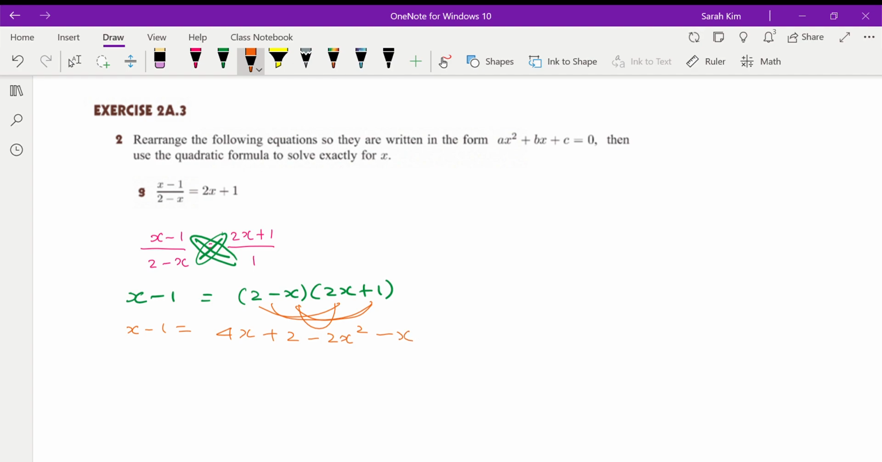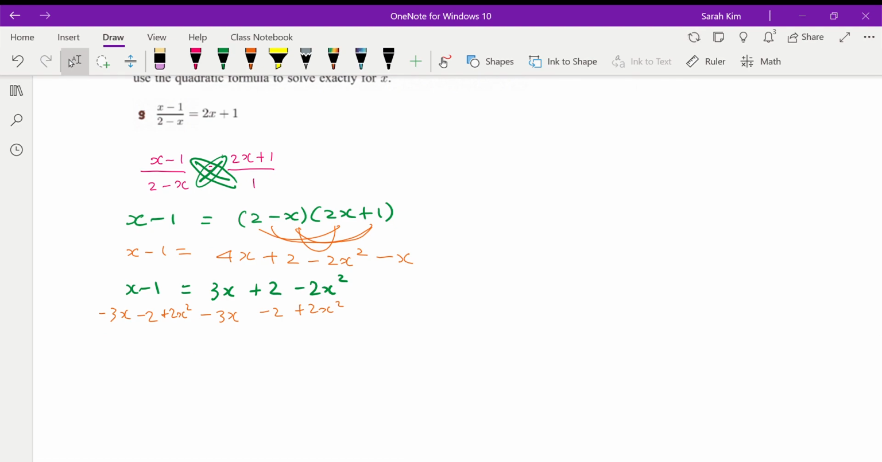And then you want to make sure everything's on the left hand side. So I'm going to maybe simplify first and then put it on the left hand side. So 4x take x becomes 3x plus 2 minus 2x squared. And to get rid of everything, I'm going to do minus 3x both sides, minus 2 both sides, and then plus 2x squared both sides. Basically, when it swaps sides, you just change the signs. Hopefully you're used to that by now.